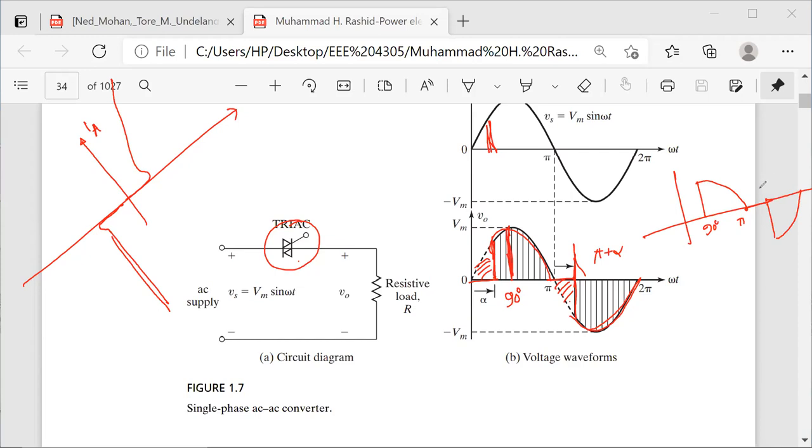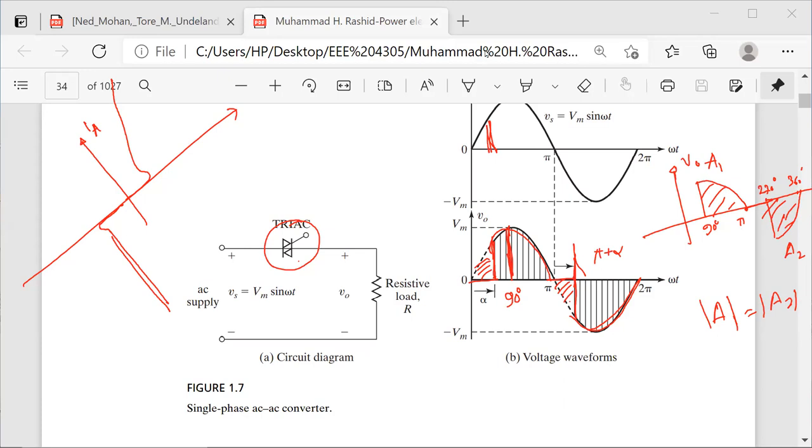Pi plus 90 means 270 degrees, and this is your 360 degrees. Now, what will be the average value of this one? This will be your output voltage. So we will have to segmentize it. One segment will be the limit from pi by 2 to pi, and then another. This is your area A1 and this is your area A2. So area A1 equals area A2, so they will be cancelled. That means your average value will be 0, but for your RMS value, you will lose this area.